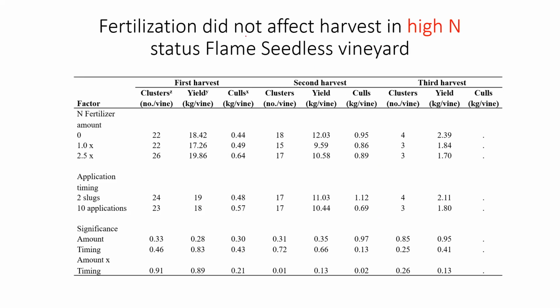And we also did not see any benefit in the high N vineyard of fertilization in terms of yield. So we didn't see any effects on fruit quality. We also didn't see any effects on yield. So every time the grower harvested with a commercial crew, we were out there weighing what they were harvesting and also weighing what they culled. And we didn't see any effects in general on pretty much all the variables we measured.